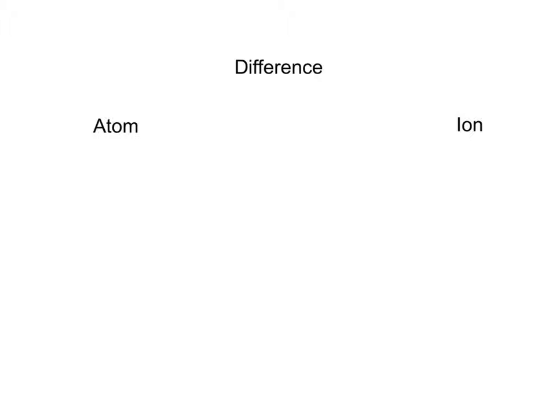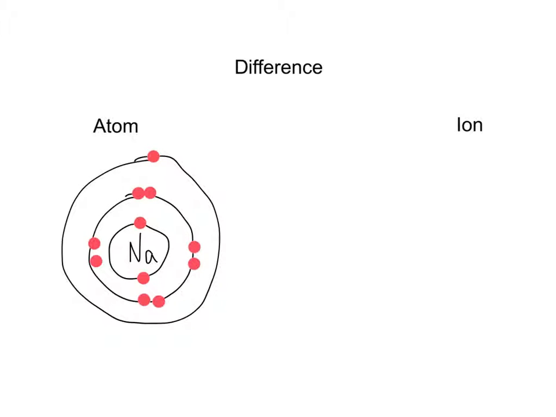So going back to our discussion about the differences, if we draw an atom of sodium as an example, sodium has an atomic number of 11. This means it has 11 protons and 11 electrons. Sodium also has a mass number of 23. Now the mass number is made up of the number of protons plus the number of neutrons. So 23 minus 11 leaves us 12. So we know it has 12 neutrons.